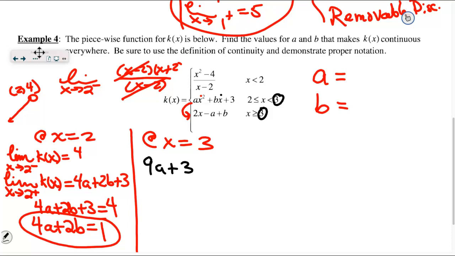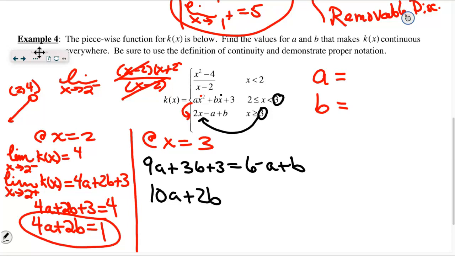I've got 9a plus 3b plus 3. You better be at the same height as this guy, which would be at 6 minus a plus b. I dropped all the limits. I'm pretending it's multiple choice. This looks messy to me, so I think I'll add the a over for 10 of them on the left. I think I'll subtract a b for 2 of them on the left. I'm trying to get it in the same format as this guy. And I get it equal to 3, and that's as good as it gets.